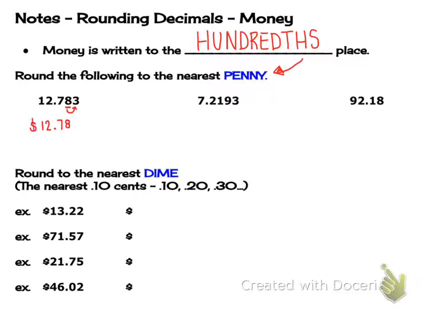So you have $12.78. Now, another way to think about this is this. If I have an 8 here, I need to decide if with this 3, does that make it $12.78 or $12.79? Well, 3 is closer to 8 than it is to 9 because it's below 5. So it's $12.78. Let's look at the next example.